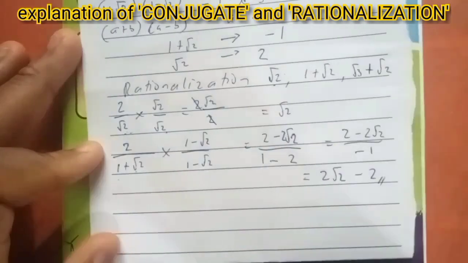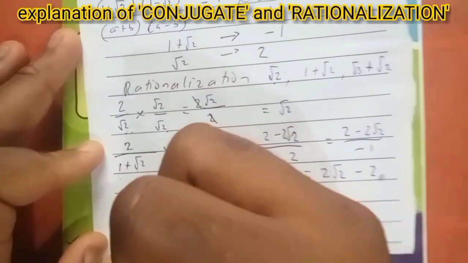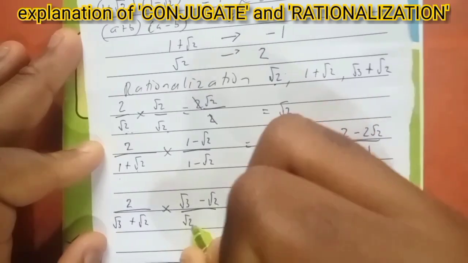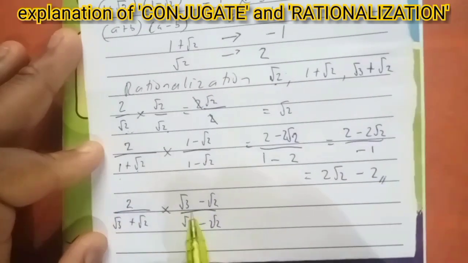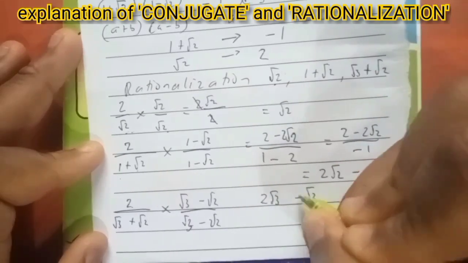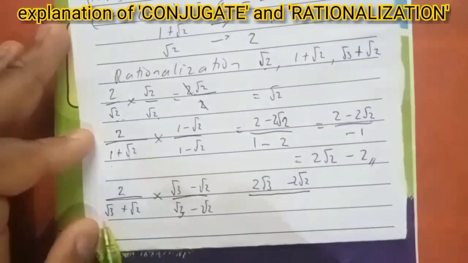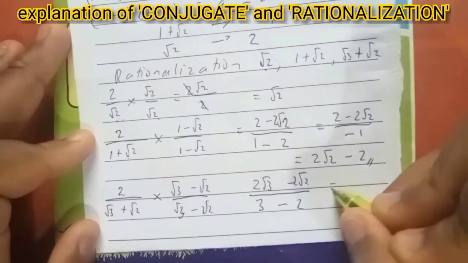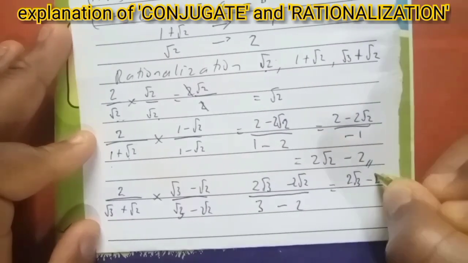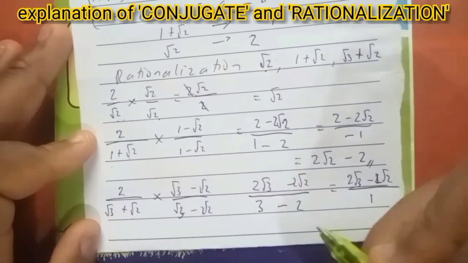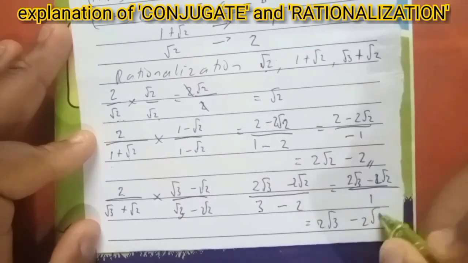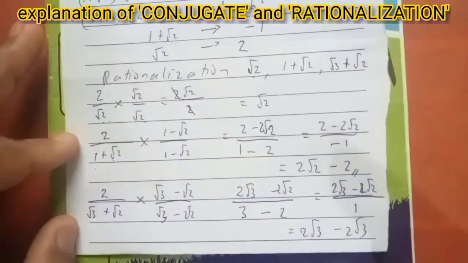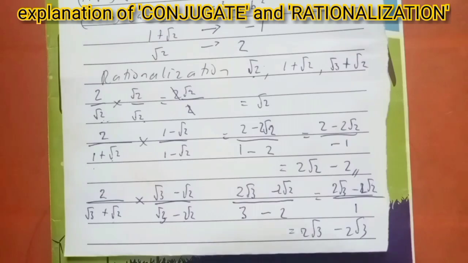2. For the final one, let's say 2 divided by root 3 plus root 2. You multiply the numerator and denominator by root 3 minus root 2. 2 times root 3 minus root 2 will be 2 root 3 minus 2 root 2, all divided by root 3 times root 3 would be 3, plus root 2 times minus root 2 will be minus 2. This would be equal to 2 root 3 minus 2 root 2 divided by 1. Your final solution will be 2 root 3 minus 2 root 2. This is how conjugate and rationalization apply. This is how they are used, and let's use them.